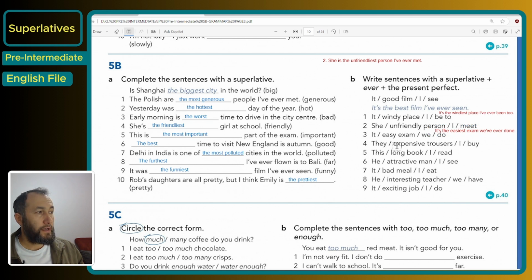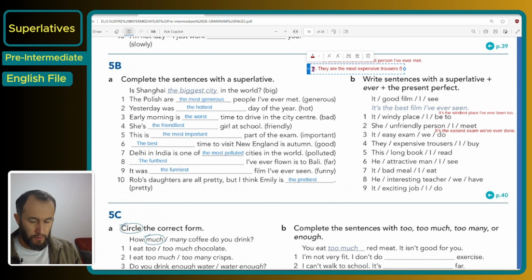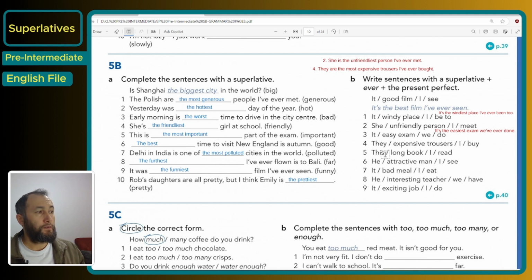Number 4, they expensive trousers I bought. So number 4, we're gonna write it down here. They are the most expensive is long adjective. So they are the most expensive trousers I've ever bought.